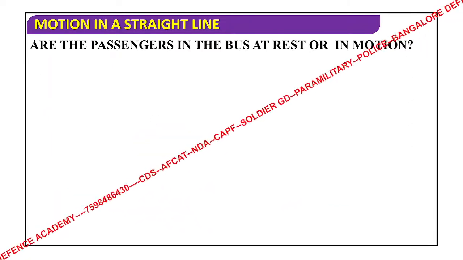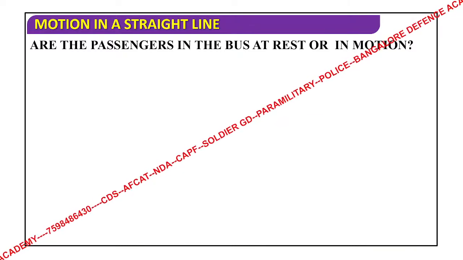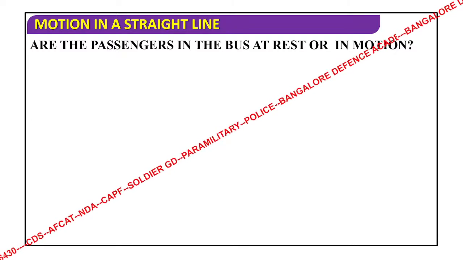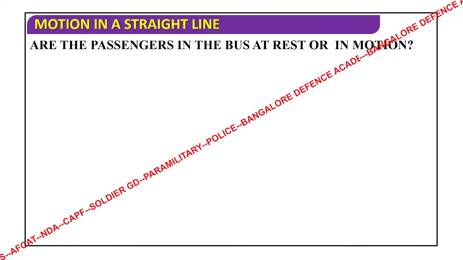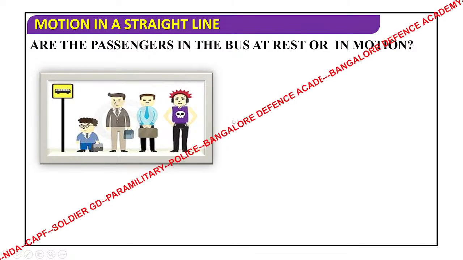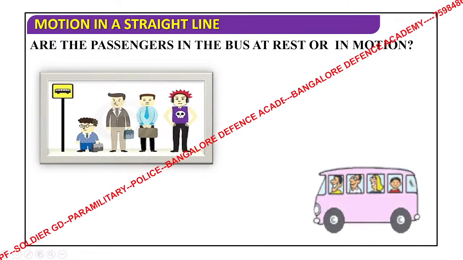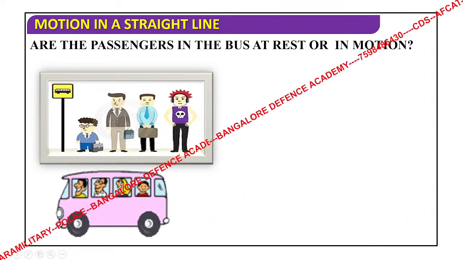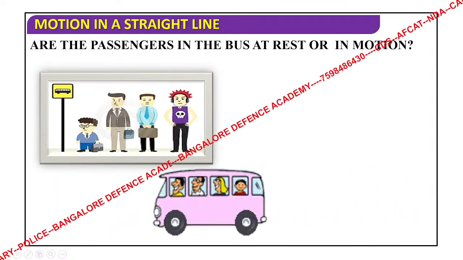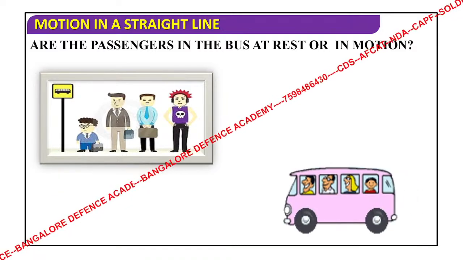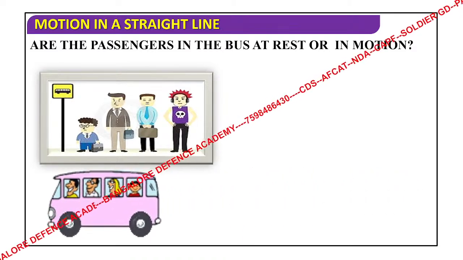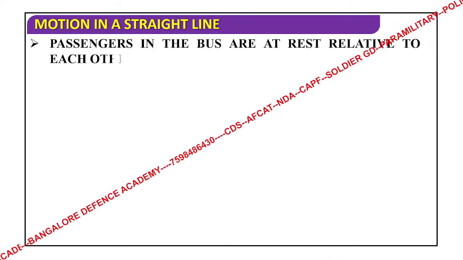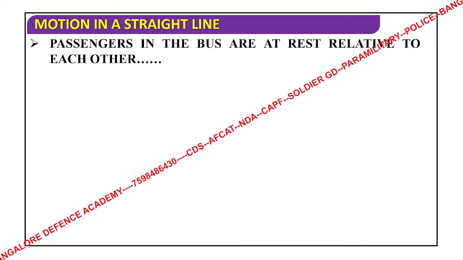So are the passengers in the bus at rest or in motion? So this is a concept asked in an examination. So try to understand this in a deeper sense. For example, you are standing in the bus stand, and here you have a bus which is approaching this bus stand. Okay, so first let us try to take a case study. Imagine a bus is crossing a bus stand, and in the bus stand there are many passengers waiting. So let us take passengers in the bus are at rest relative to each other.